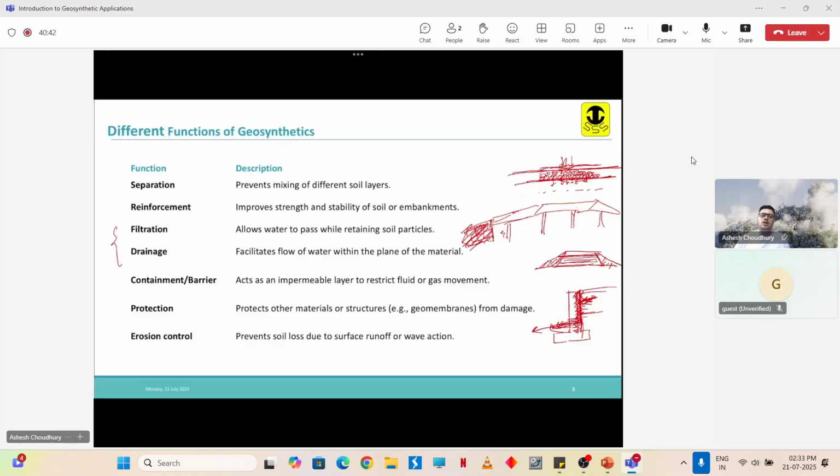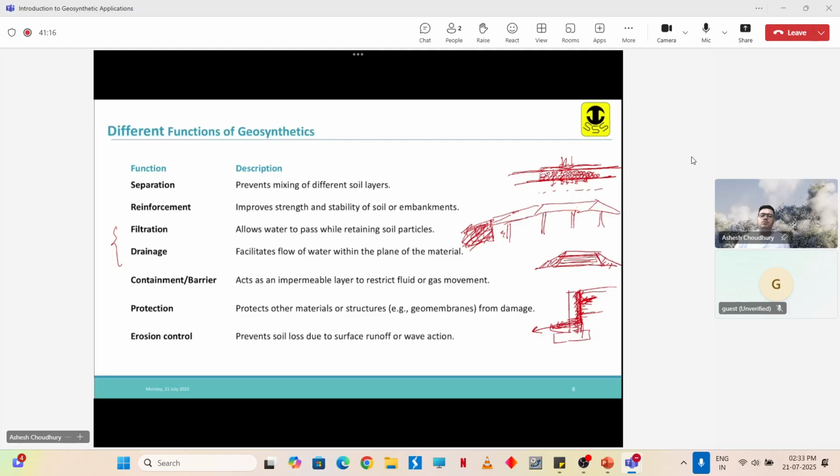What is filtration? It allows water to pass while retaining soil particles. And what is drainage? It facilitates flow of water within the same plane of the material. Now next we have containment or barrier, which acts as an impermeable layer to restrict fluid or gas movement. This containment effect, we already discussed when we discussed the liner.